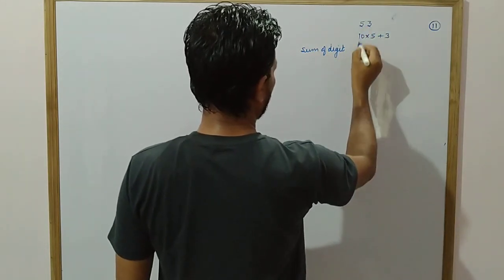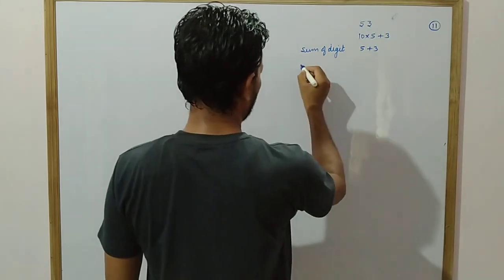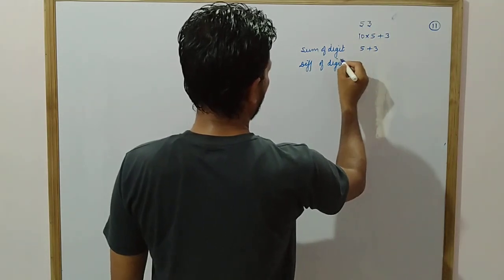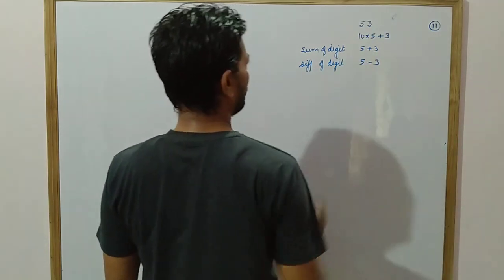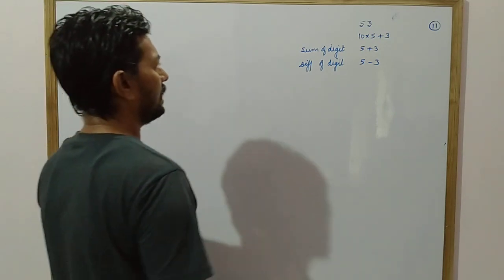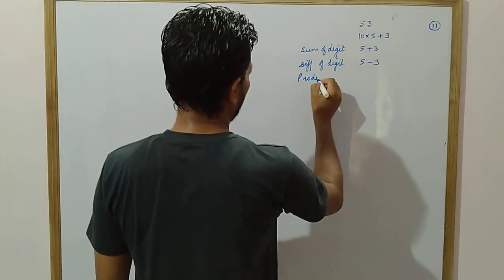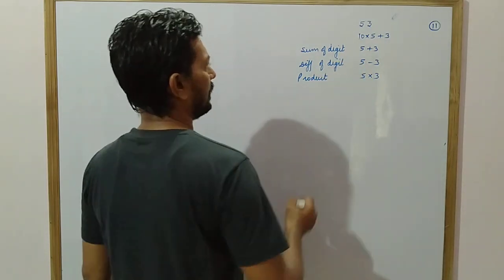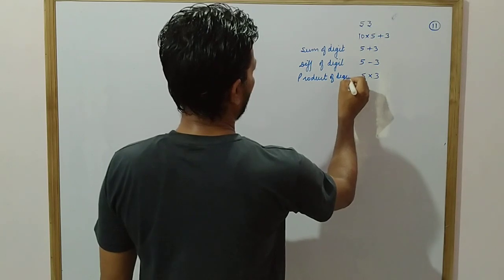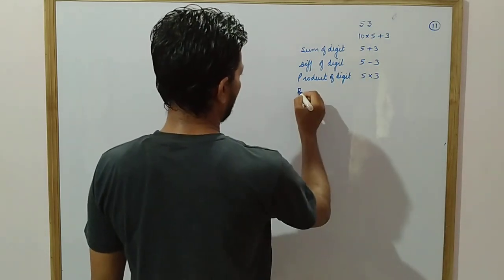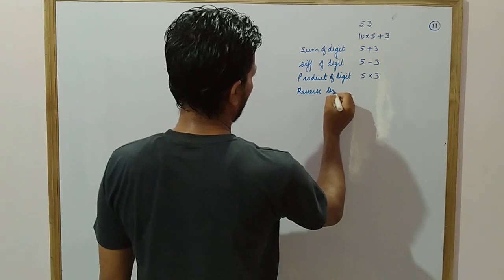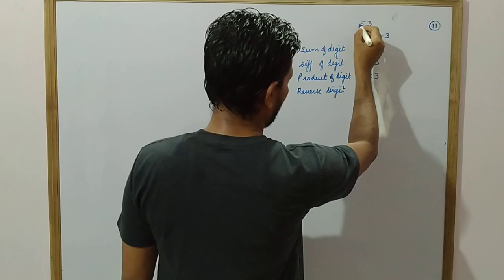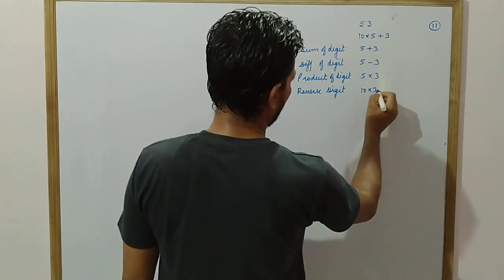Sum of the digit means what? These two sum, 5 plus 3. Difference of digit, that is 5 minus 3. Then product, 5 into 3, product of digit. After that, reverse digit. So reverse digit, that is what? 53 will become 35, that is 10 into 3 plus 5.